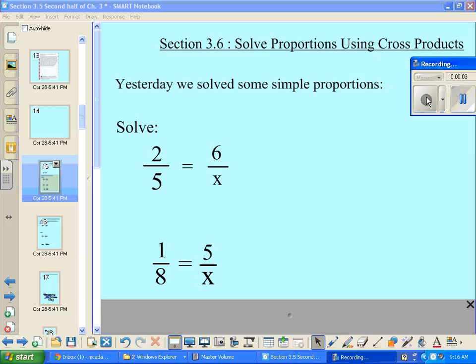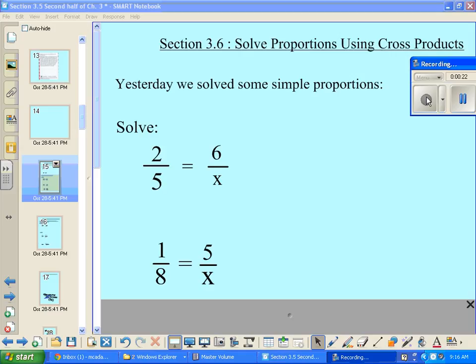Today's lesson is on section 3.6, solve proportions using cross products. Yesterday, Mr. Weiner gave a nice lesson on how to write ratios and how to write ratios into a proportion problem, and then a couple methods to be able to solve those proportions. We looked at one way, which is just like solving a one-step problem to get x by itself.